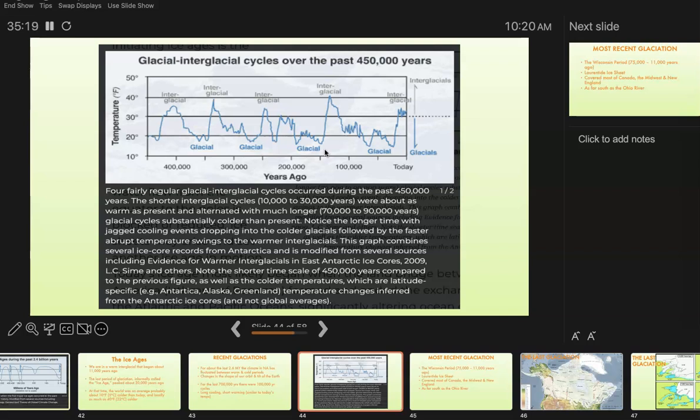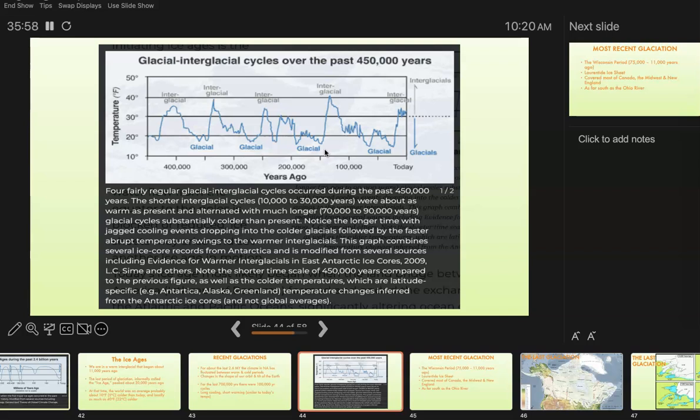So four fairly regular glacial-interglacial cycles occurred in the last 450,000 years, which gives us about a 100,000-year cycle. The shorter interglacial cycles, which are the warm periods, last 10 to 30,000 years and are typically about as warm as we currently are. Those alternated with longer 70 to 90,000-year glacial cycles, where it is substantially colder than it is now.